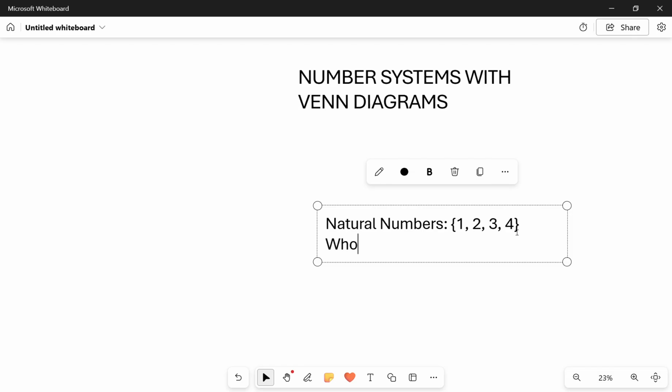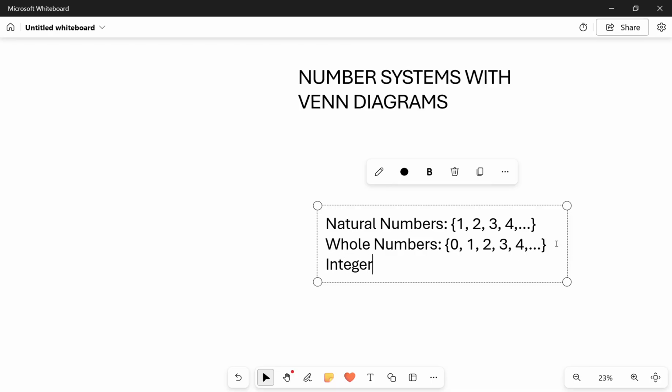Yes. Then you have whole numbers. Now the thing with whole numbers is that it's the same as natural numbers except that it starts from 0. 0, 1, 2, 3, 4 and so on. Okay? Then you have integers. Integers are negative. Okay? So you can go from negative 2, negative 1, 0, 1, 2, 3 and so on. And you can go on, and then you can start whatever way you want.